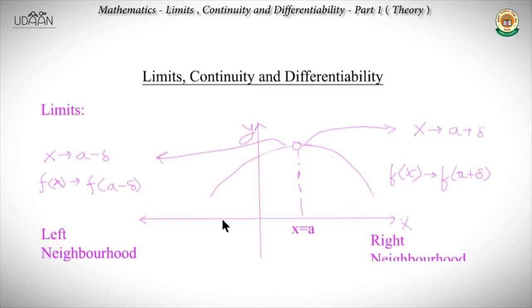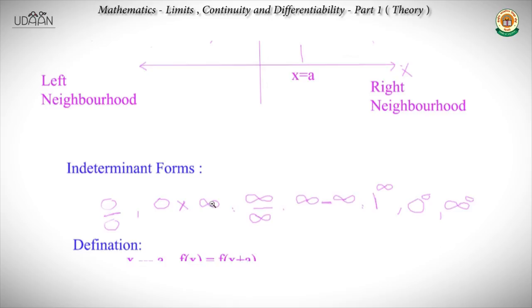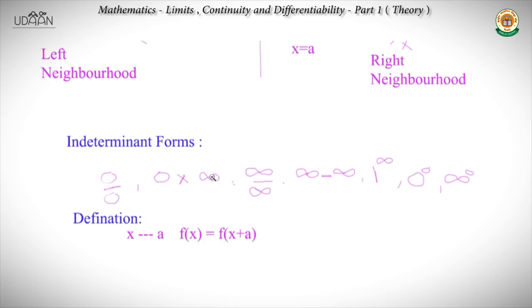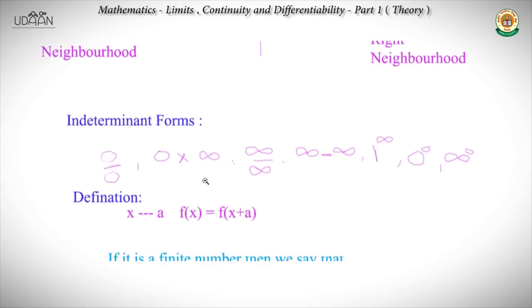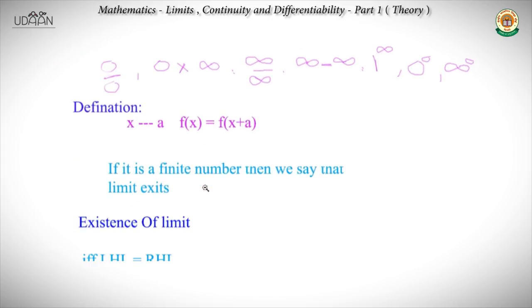Okay, so now moving ahead to the next step, let me introduce you to the 7 indeterminate forms that exist. They are respectively 0 by 0, 0 into infinity, infinity by infinity, infinity minus infinity, 1 raised to infinity, 0 raised to 0, and infinity raised to 0. So basically, whenever we are supposed to find the limit in a given question, it will reduce to one of these above 7 forms.